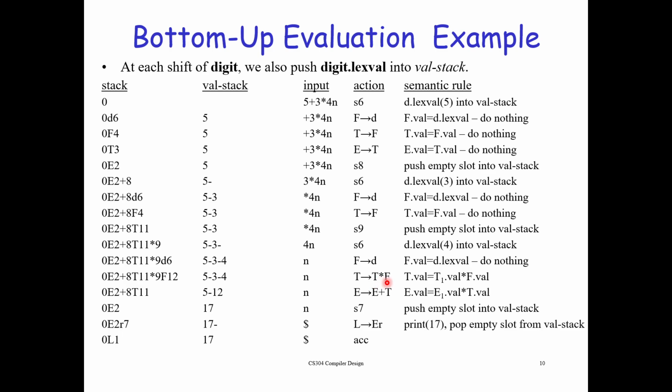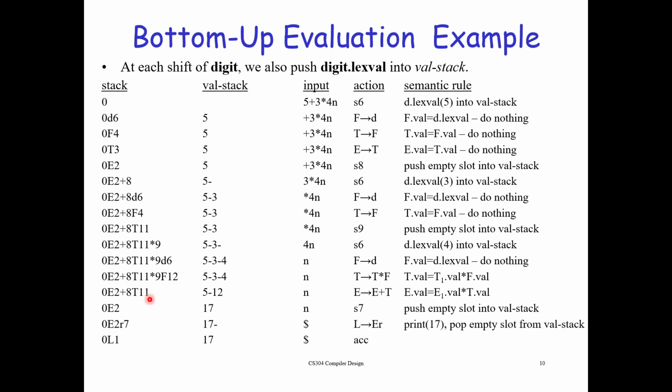Here the right hand side is having 3 symbols. You pop 3 into 2, that is 6 symbols, from the stack. That is 12, F, 9, star, 11 and 8. Then you have to push T onto the stack, and 8 under T will be 11 in the go to part.